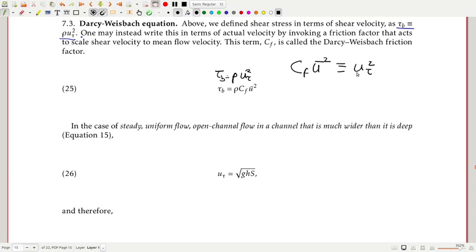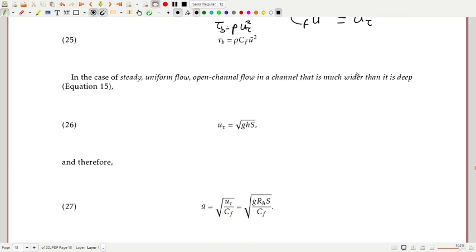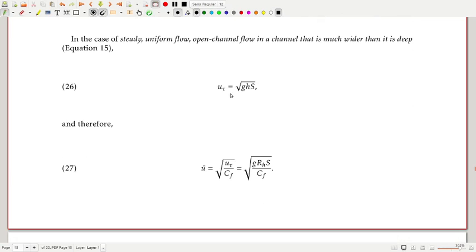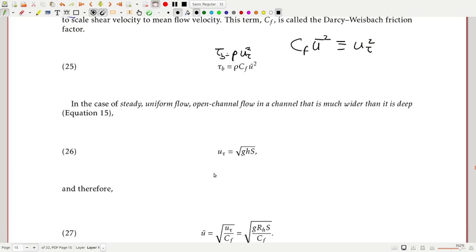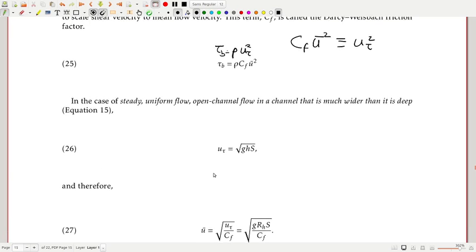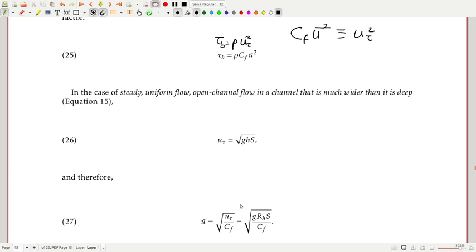If we consider a steady, uniform open channel flow in a channel that's much wider than it is deep, so instead of using hydraulic radius, we just use depth, we have u tau is equal to the square root of g h s. And so we can define exactly what this term should mean. And that becomes very useful again. So we have u bar is equal to u tau over square root of c sub f, right? So we can just look up here. Right? Which is equal to the square root of g hydraulic radius slope over this friction factor.